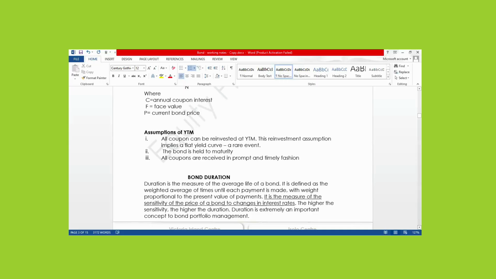Okay, let me hear Rabiat. Good evening, sir. Sir, please, the number 1 assumption, can you please explain it? I'm trying to understand what you mean by the reinvestment assumption implies a flat yield curve.